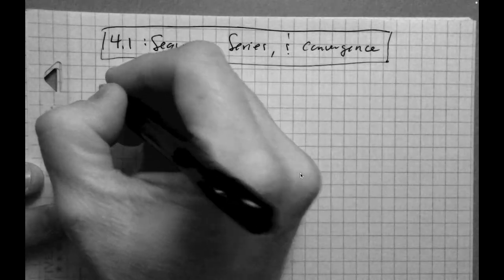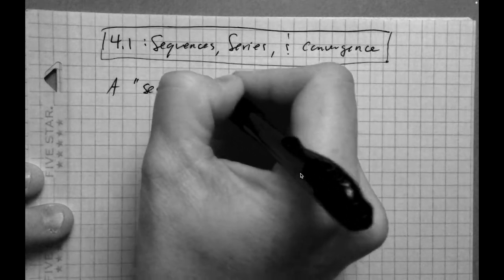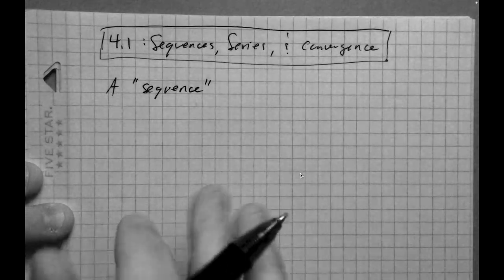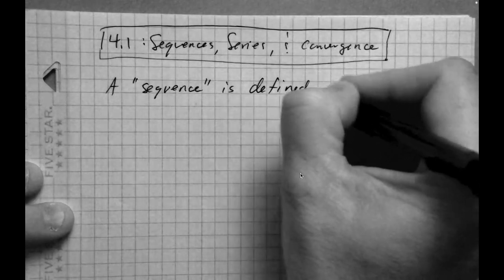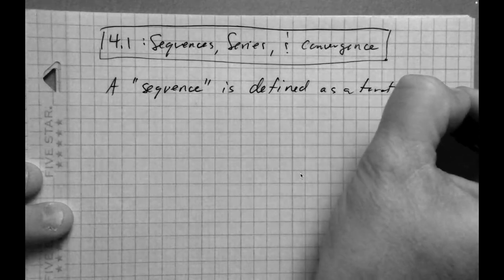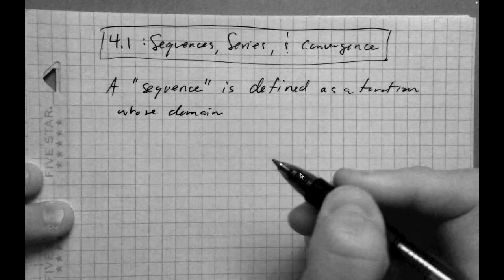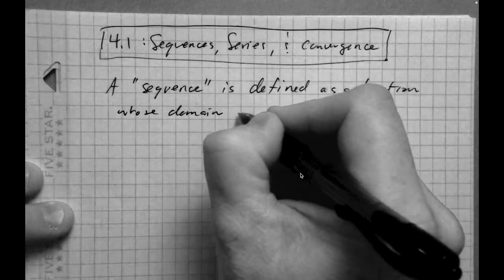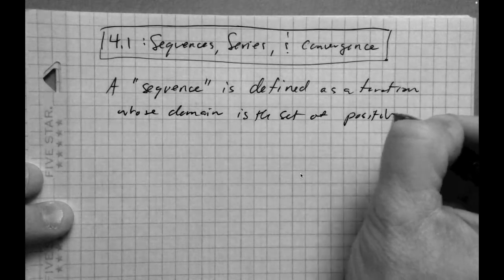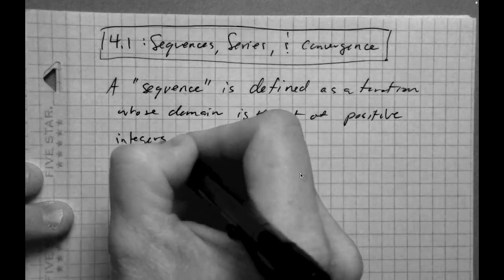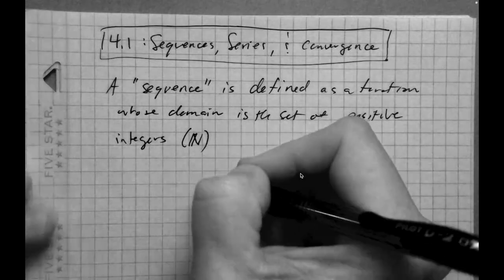So the first thing we want to talk about is what's called a sequence. A sequence is defined as a function, and there's different ways to define it, but here's how we're going to define it. It's defined as a function whose domain is the set of positive integers. Now we say the positive integers, but we frequently mean the natural numbers actually here.